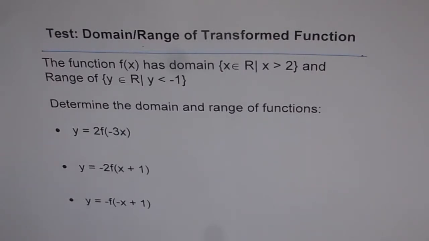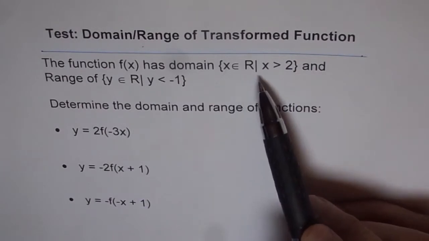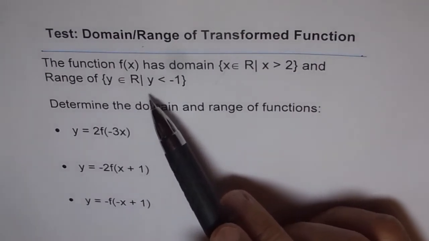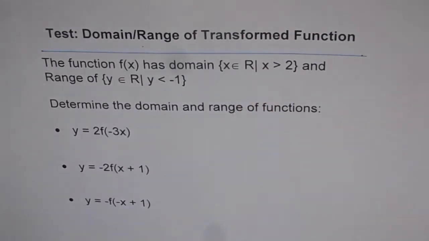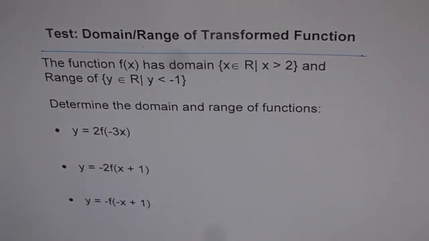Here the question is about domain and range of a transformed function. The function f of x has domain x belongs to real numbers where x is greater than 2, and range y belongs to real numbers where y is less than -1. Now determine the domain and range of the functions given here. In these exercises I have given you more than one function so that once we do the first one and you understand the concept, you can do the other two on your own. The whole idea is to prepare you for a test, right?